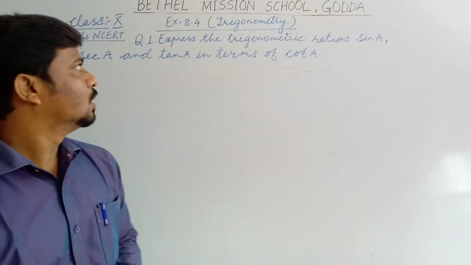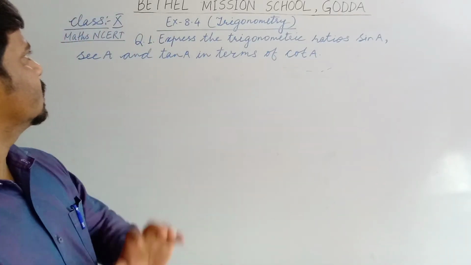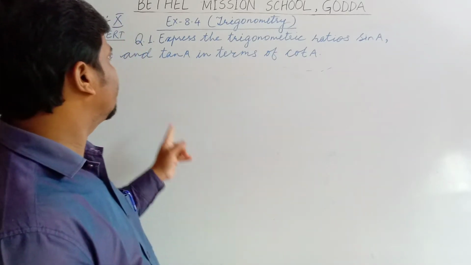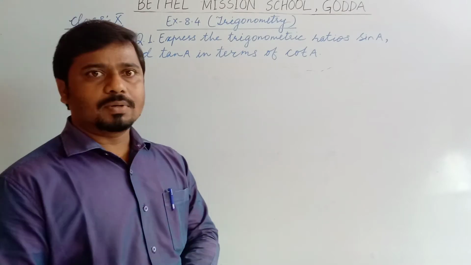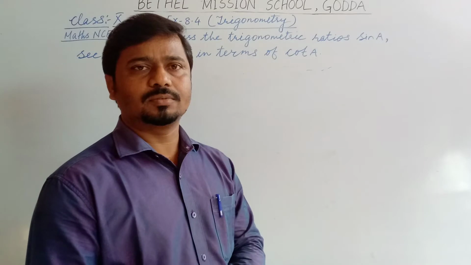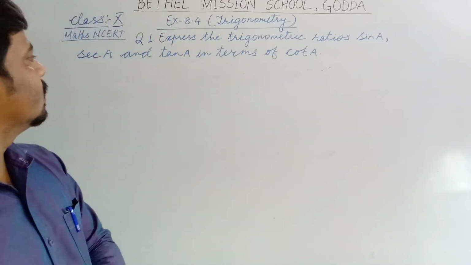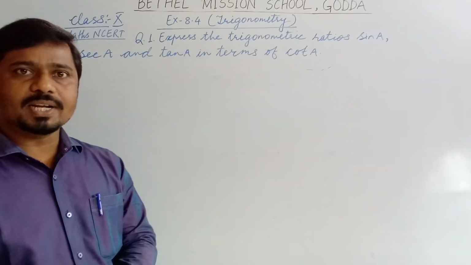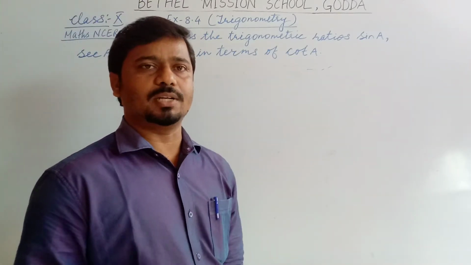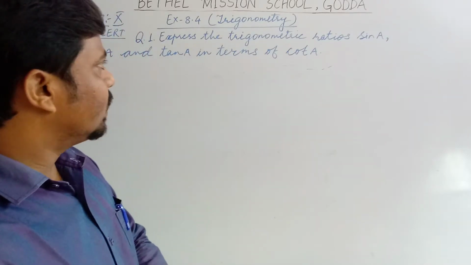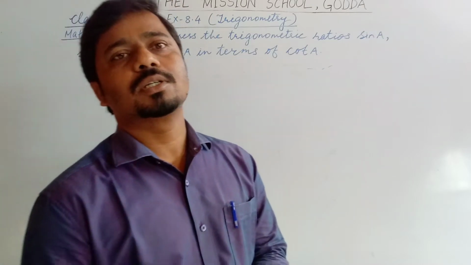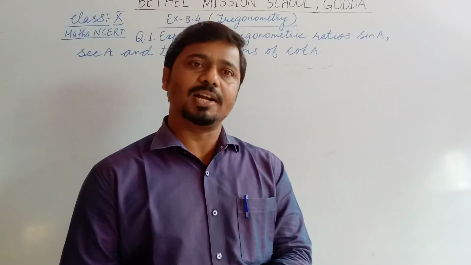Good morning. Today we will do exercise 8.4. Exercise 8.4 of class 10 maths recalls the trigonometric identities. It gives the concept of trigonometric identities. Trigonometric identities are equations which are satisfied by the trigonometric ratios of the angles of right triangles.